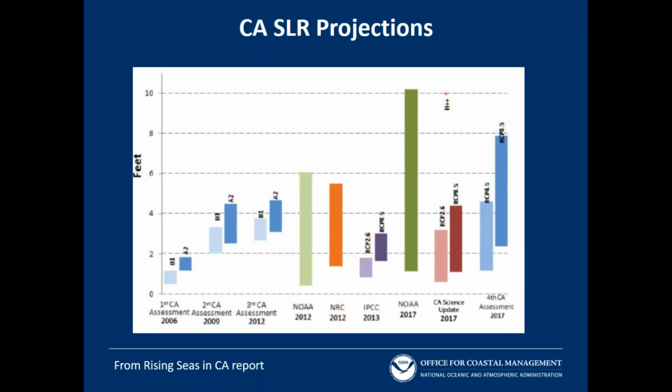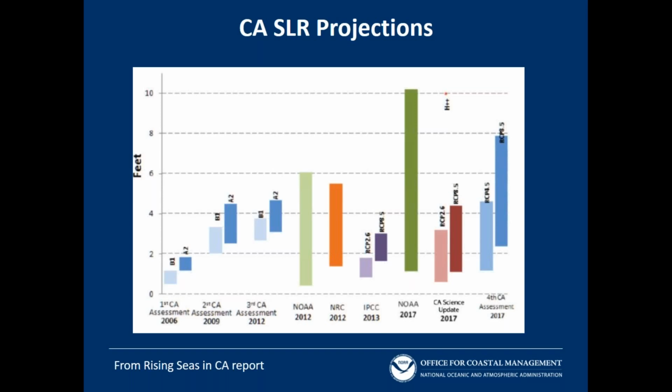So looking at California, this is a great graphic. This came out of your Rising IPCC's report, and you can see we're all over the place. Or maybe we're learning that we're not actually reducing the uncertainty, are we? It's actually getting more uncertain.